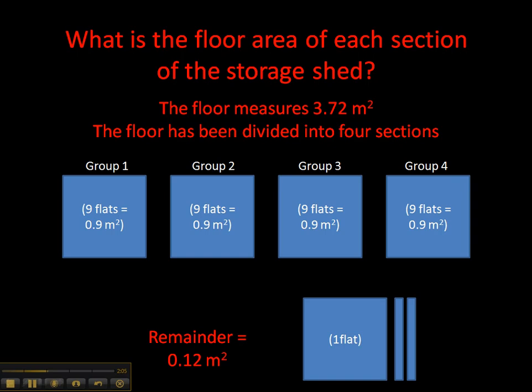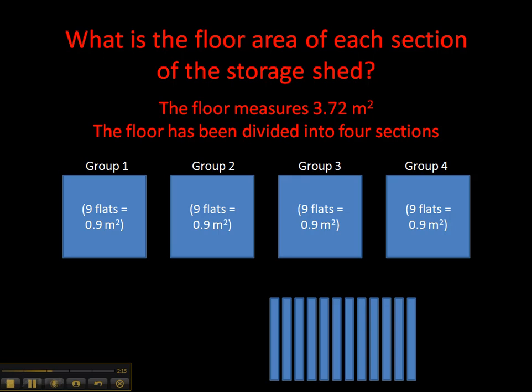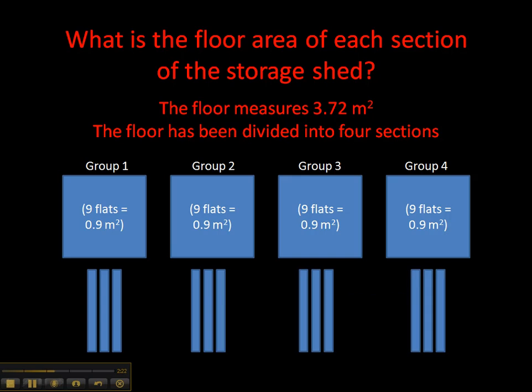We've got this 0.12, which we can actually break down again and divide into 4 groups. So I'm going to turn this 1 flat, which represents 1 tenth, into these rods, and then I can divide the rods into the 4 groups quite evenly, and there's no remainder now. Each of these groups divides into 0.93 meters squared, or 93 hundredths.